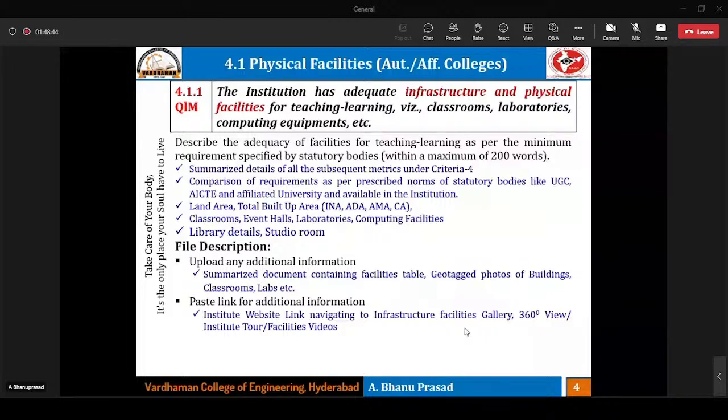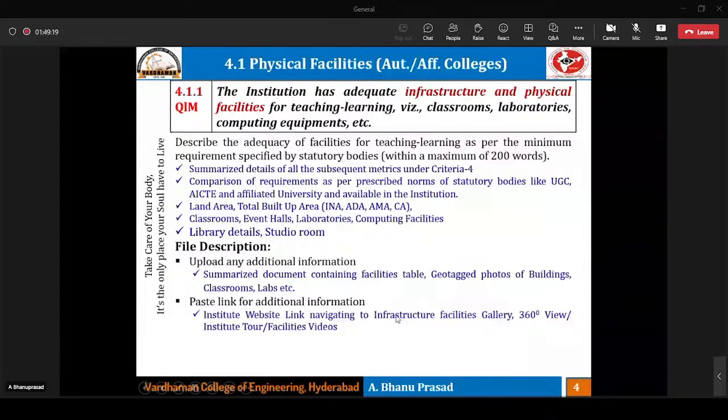Coming to the file description upload, we can upload the document containing the facilities table, which contains the number of classrooms, the administrative area and built-up areas, the laboratories and computing facilities, and library details. And he has also asked for links. We can give a link to our institutional website, which will navigate to the infrastructure facilities.